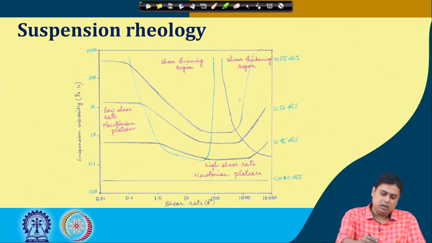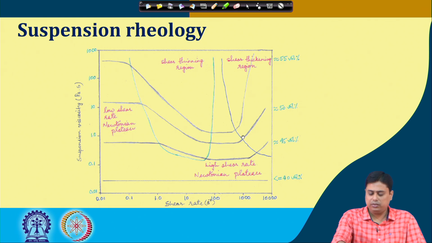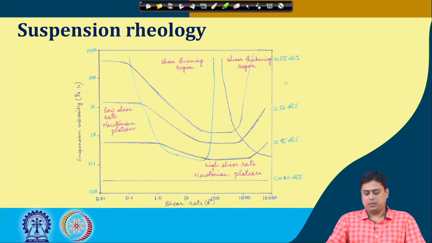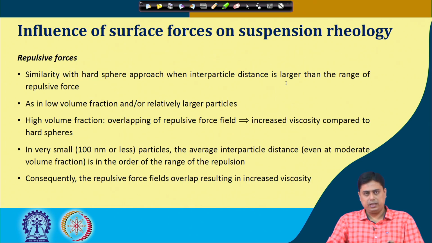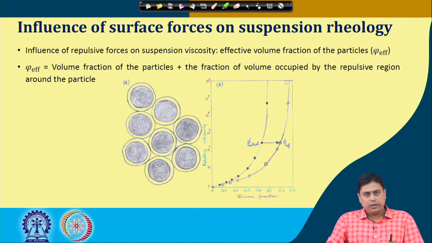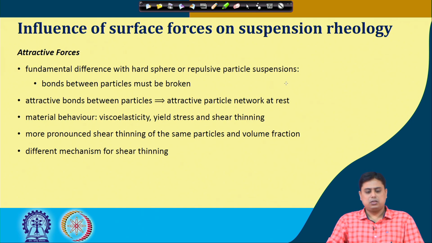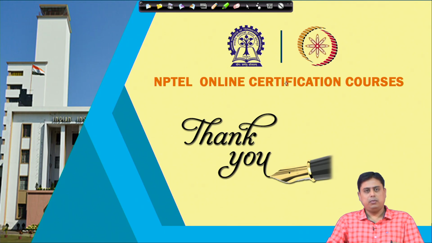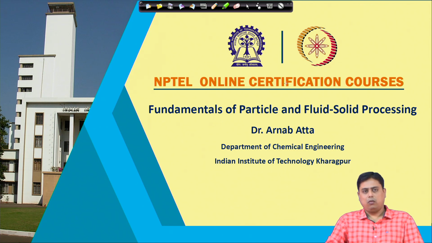On the y axis we have the suspension viscosity, and this is the shear rate. So, at low shear rate we have the Newtonian plateau, and then the shear thinning regime, and then the shear thickening regime. Ideally any suspension can behave in this manner, non-Newtonian, provided we can exert enough shear stress or shear rate. The influence of repulsive force on these fine particles, based on that we solved one problem, and then we concluded this course.